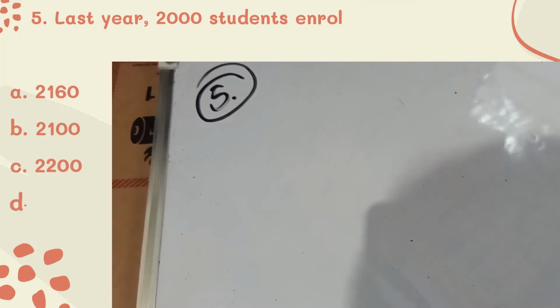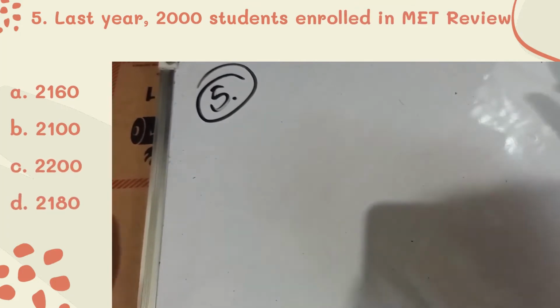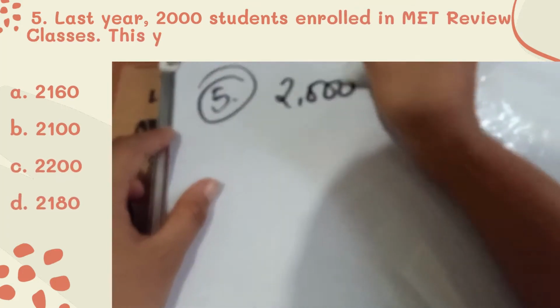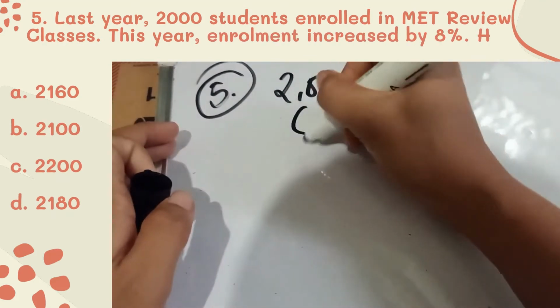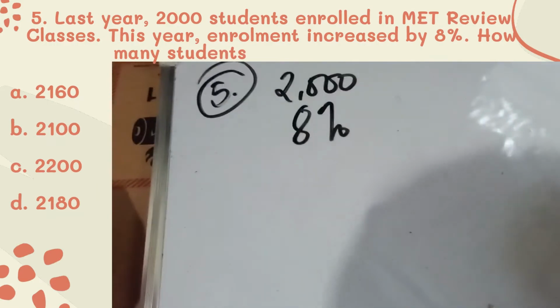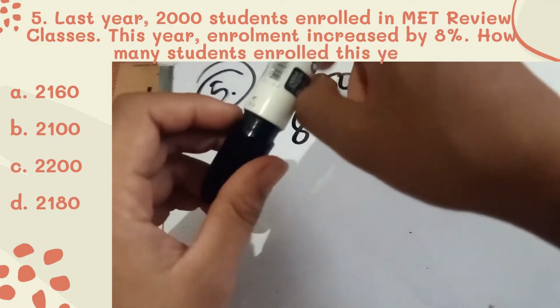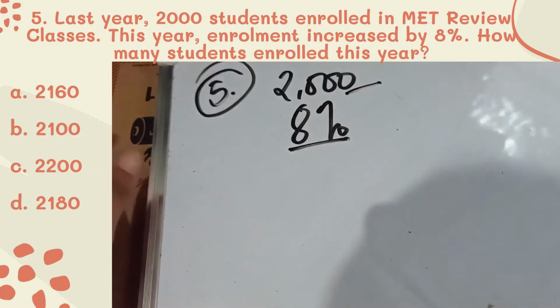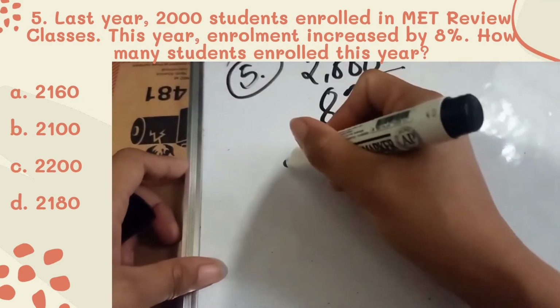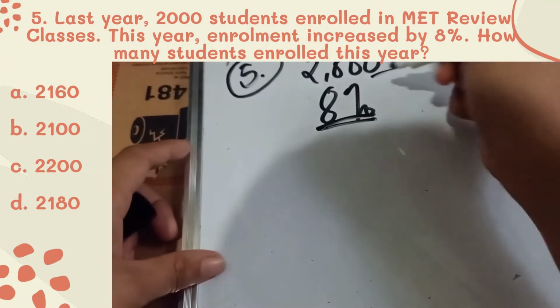Next, number 5. Last year, 2,000 students enrolled in MET review classes. So, there are 2,000 students and this year, the enrollment increased by 8%. How many students enrolled this year? So, i-add lang natin yung additional 8% from this original number. So, anong gagawin natin dyan? Ano nga bang 8% ng 2,000?